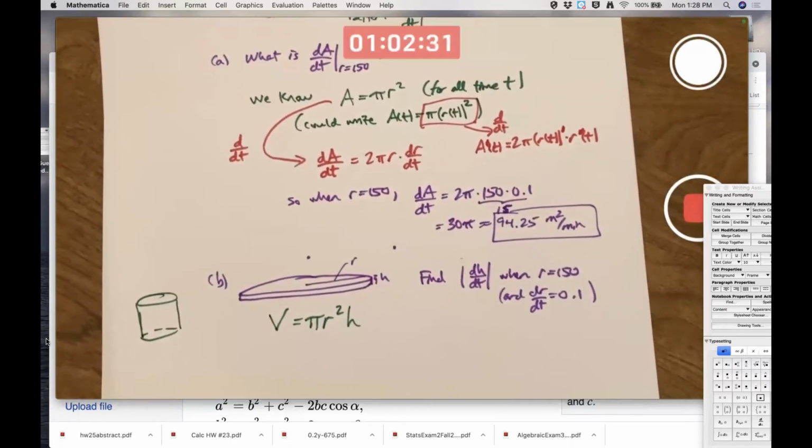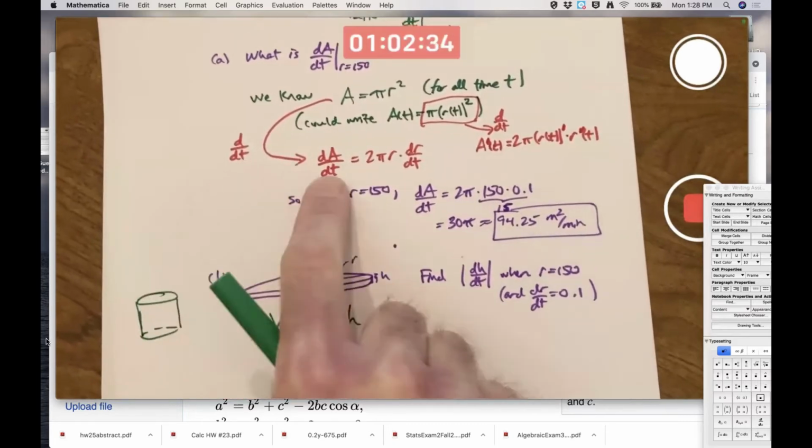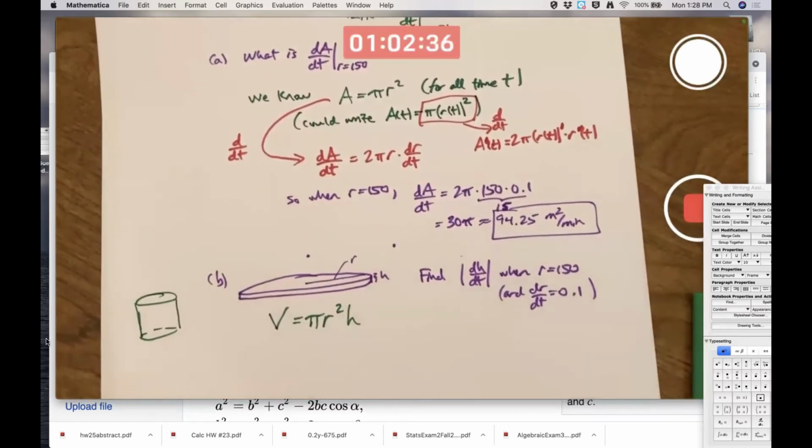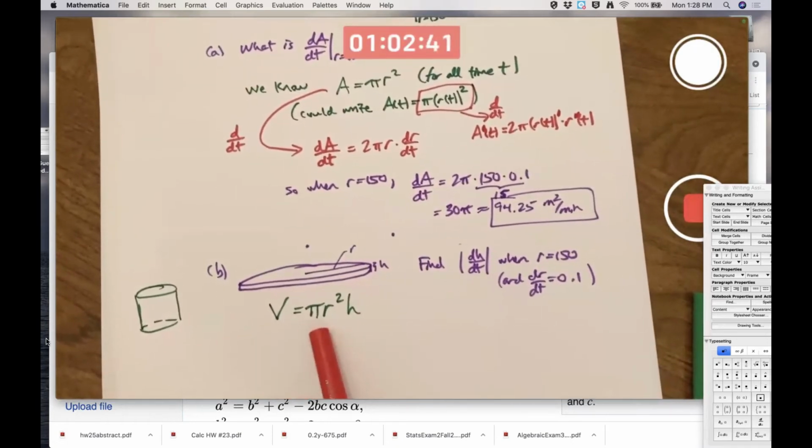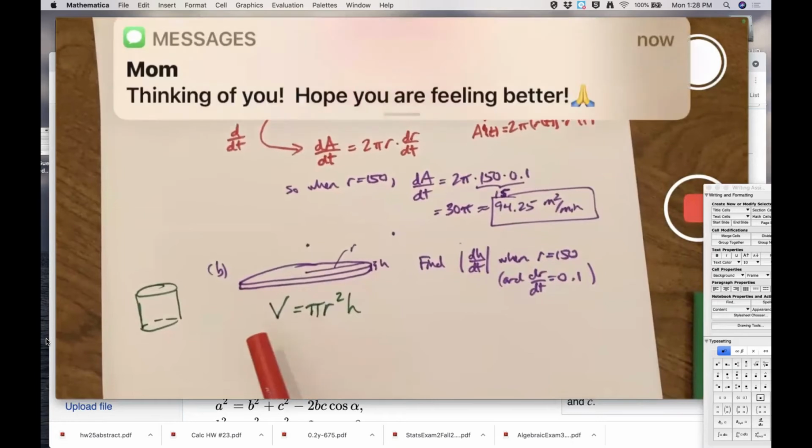Well, you can still do the same thing as before. Differentiate both sides with respect to t. Everything depends on t. Well, actually the V doesn't.